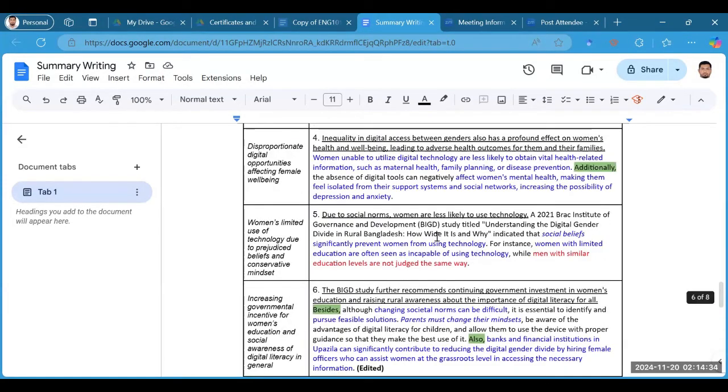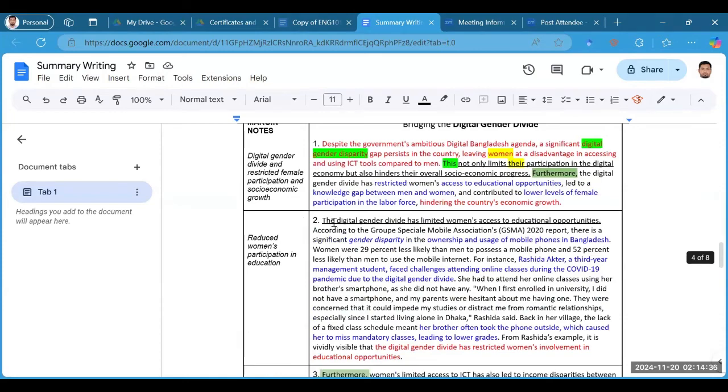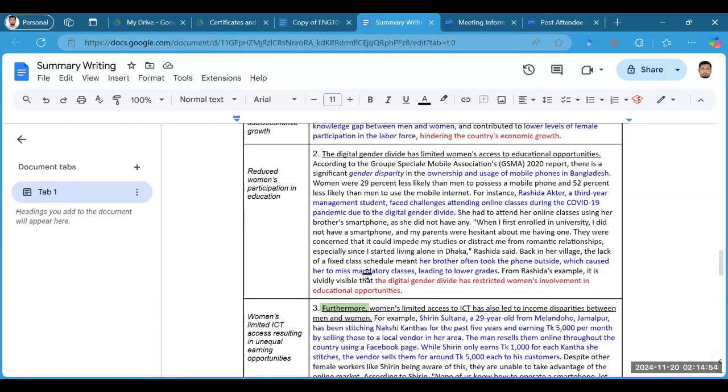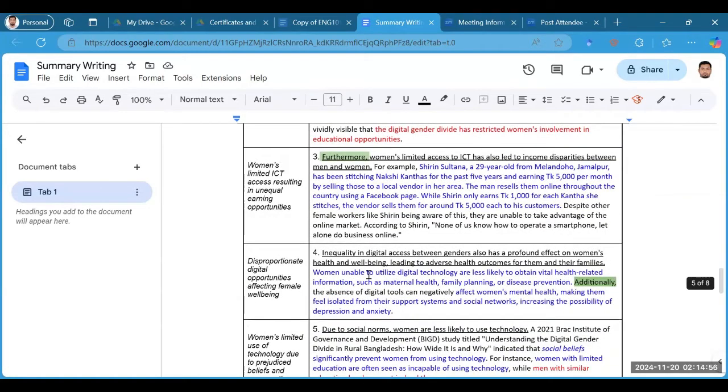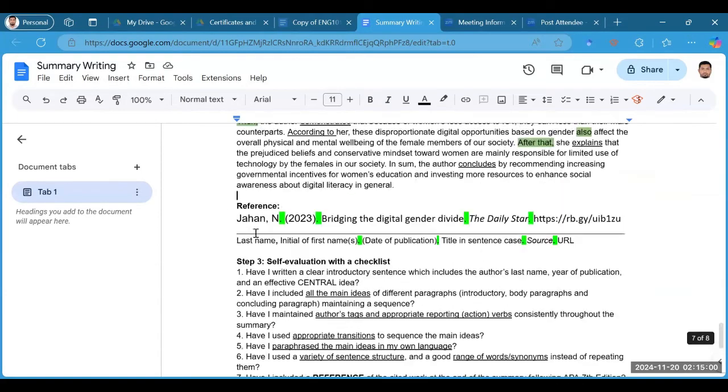If you look at the second paragraph, it discusses how women having less access to digital gadgets like mobile phones are suffering in terms of having less education, or no educational opportunities. And here we have a story of a student, so you can connect it. Anyway, now I have written the third sentence with then.